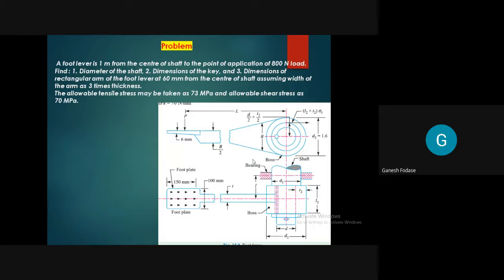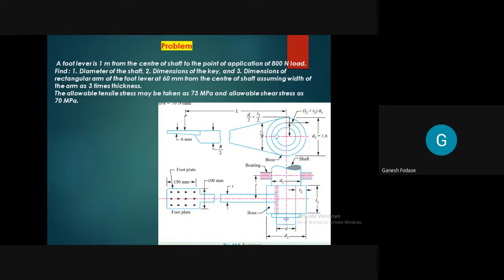So this is the diagram we discussed. It is a foot lever. This is the shaft diameter D1. The length of the boss is L2, the thickness of the boss is T2, and D2 is the boss diameter. So T2, D2, L2 are all dimensions related to the boss. What is a boss? I told you in the previous session. D1 and D are the diameters of the shaft. L is the effective length of the arm. Why it is effective, I told you that also. P is the load applied, and B is the width.